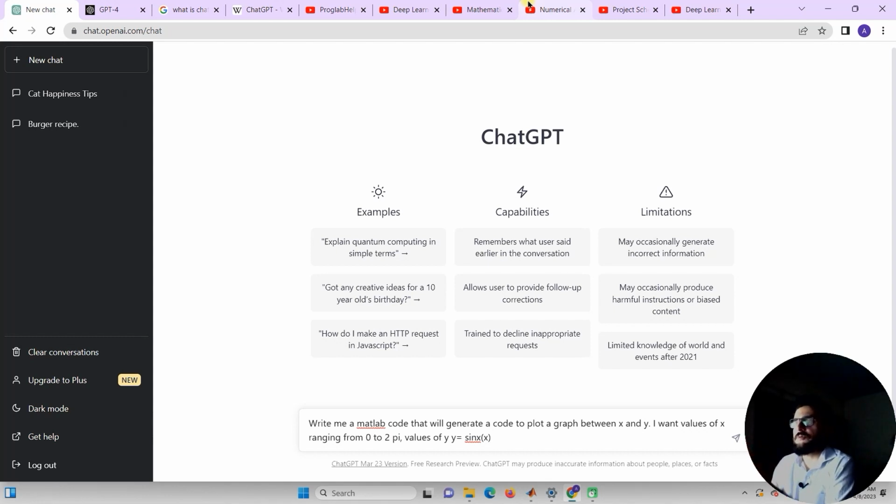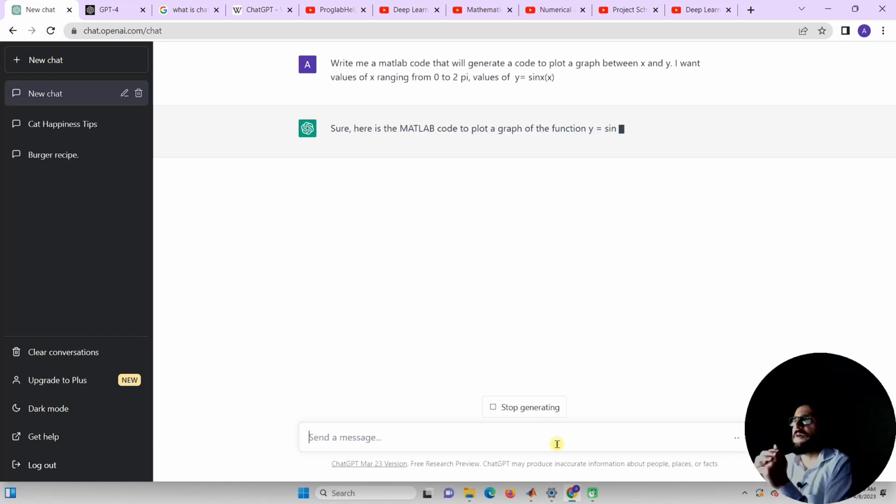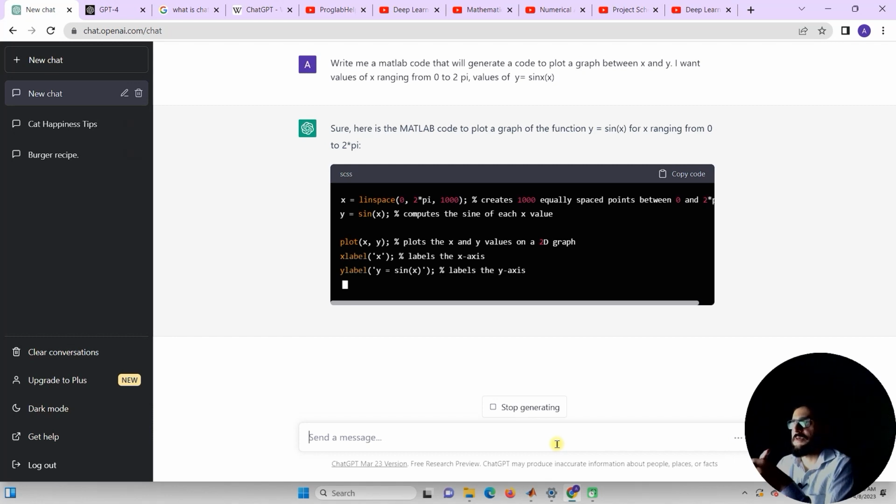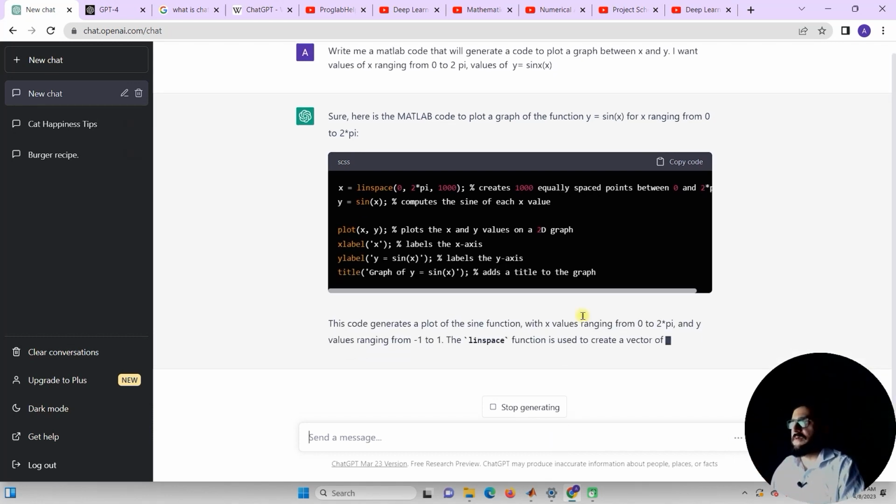So let me break this down for you. First, we ask ChatGPT to write me a code to generate a plot between x and y. Then I tell ChatGPT I want the values of x to range from 0 to 2 pi, that is 0 to 180 degrees, and I want values of y as a function of x. So we will just enter it and see how it performs. Okay, it uses linspace and uses 100 points. That's good. Nice.